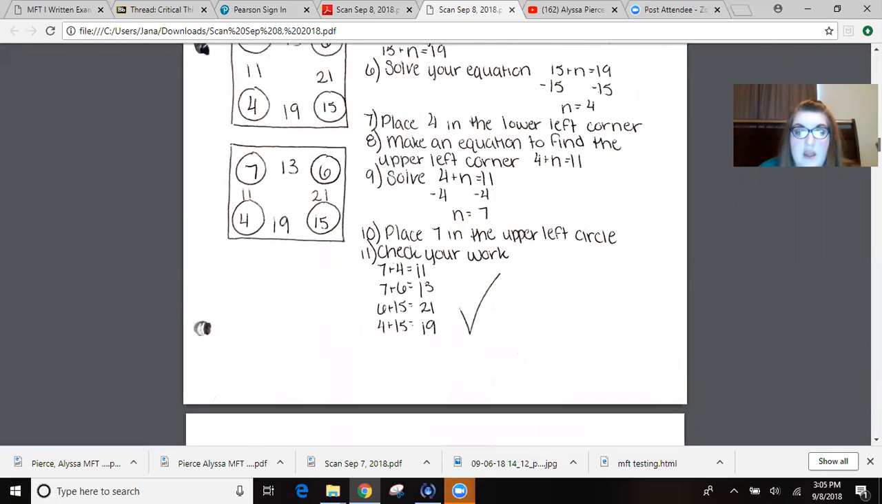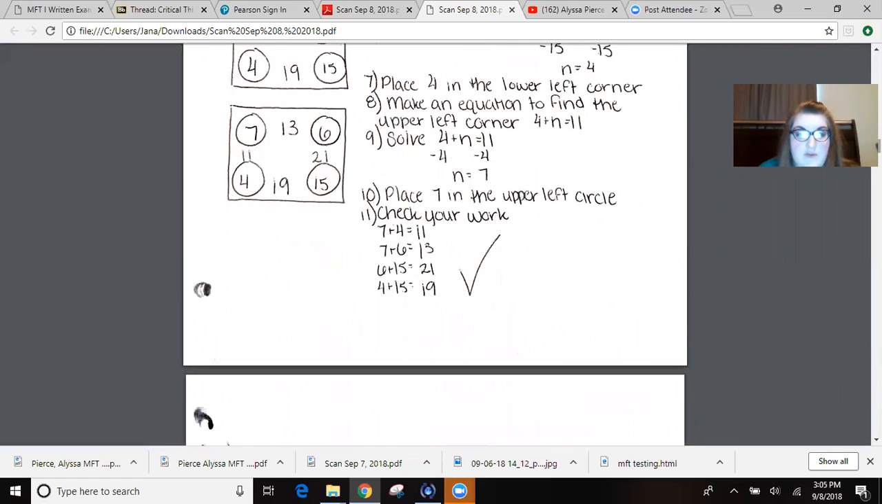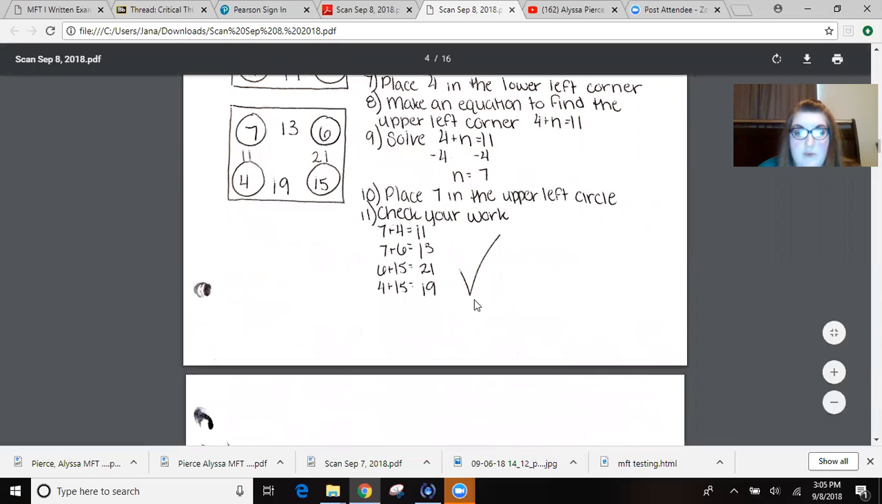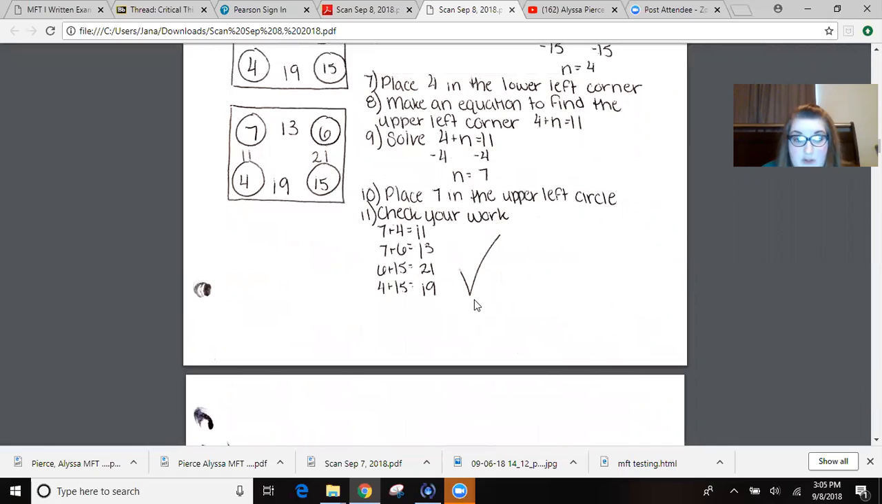You just keep going, and then at the very bottom, you'll see that we filled out all of our circles, and we would place 7 in that upper left circle, and then here's our check, which is 7 plus 4 equals 11, 7 plus 6 equals 13, 6 plus 15 equals 21, and 4 plus 15 equals 19.